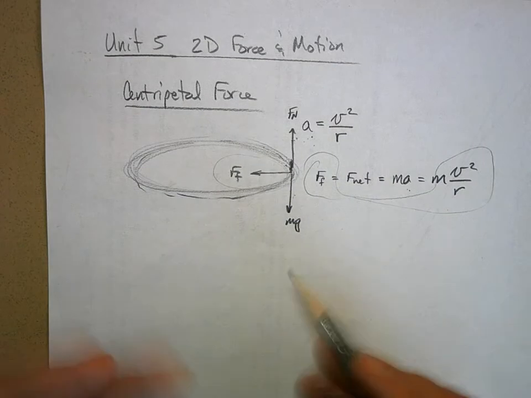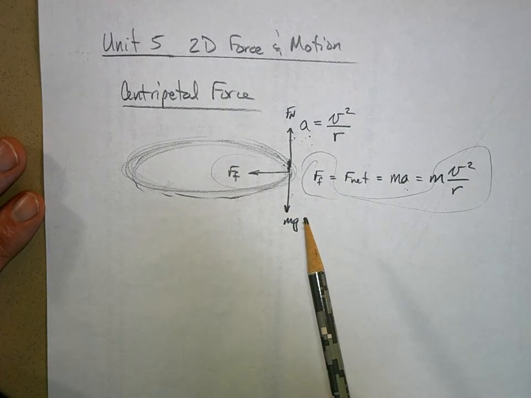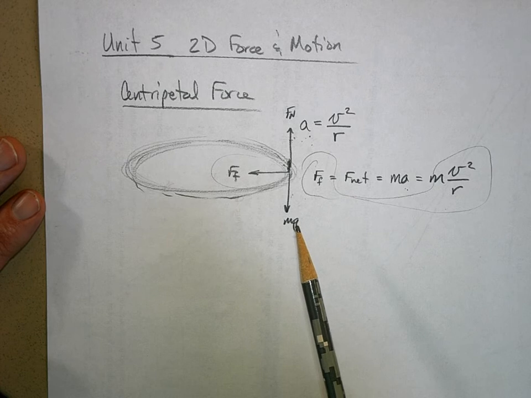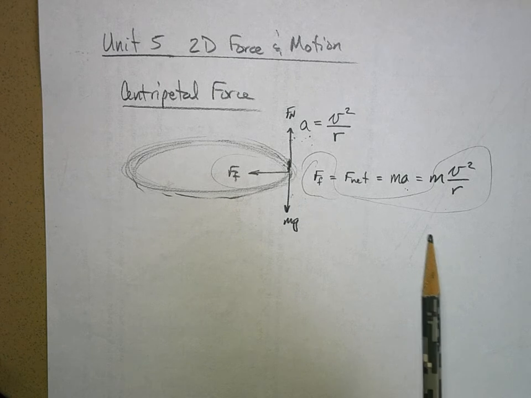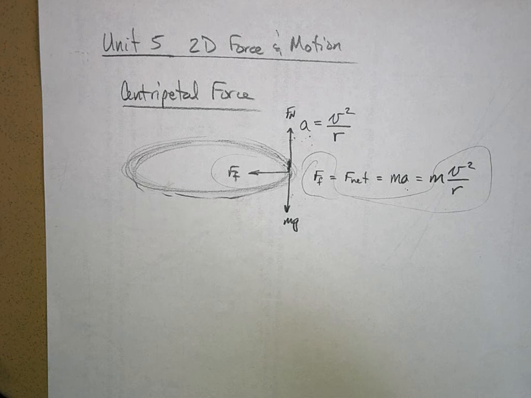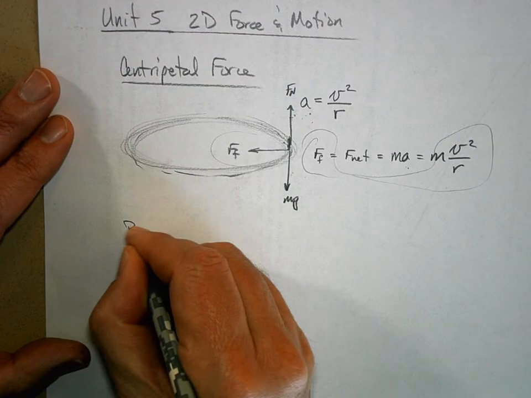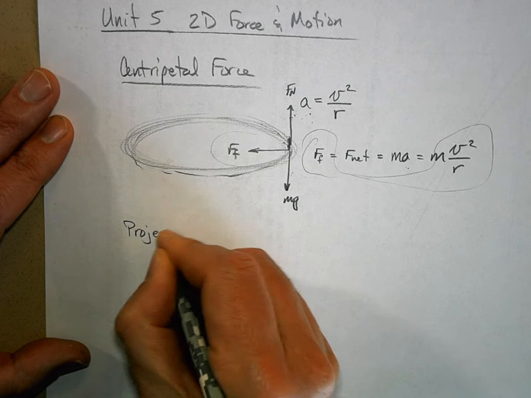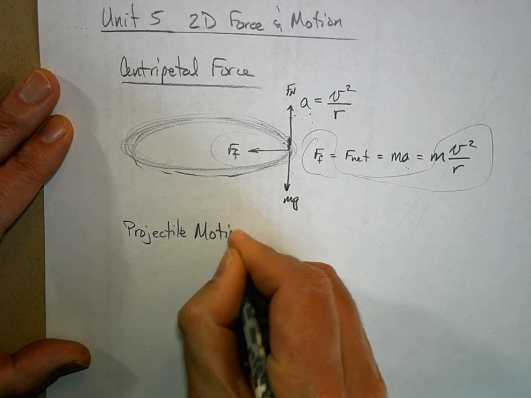It doesn't have to be the force of friction, though. What if I put a mass on a string? What's the force that's making the thing go in? Yeah, the tension of the string. And then in Unit 6, we talked about gravity. So what makes something go in a circle? Okay, it's gravity. We also did deal with projectile motion in Unit 5. Projectile motion.